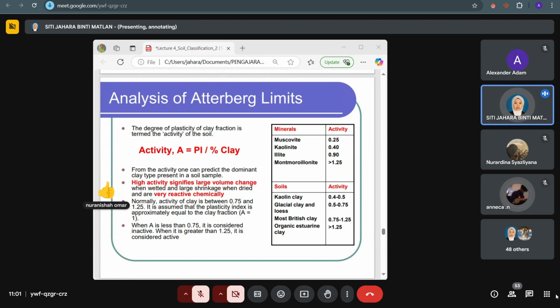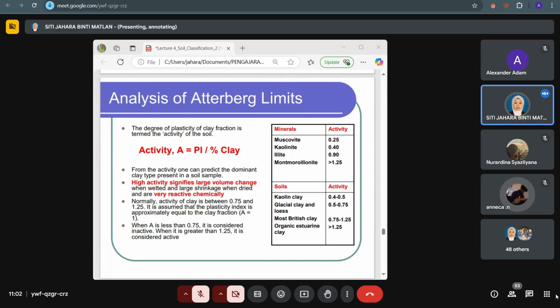Okay, so this slide represents the activity of soil, a parameter used to assess the behavior of fine grained soil, especially clay, based on the plasticity index and the clay content. The formula to calculate the activity, symbol A, equals PI, which is the plasticity index, divided by the percentage of clay. That's the formula, just basic.